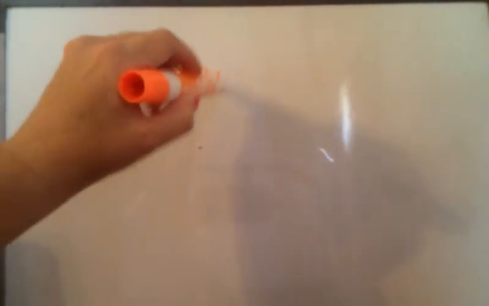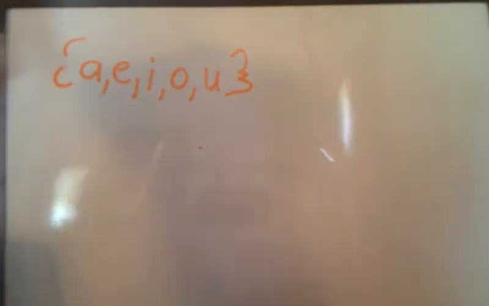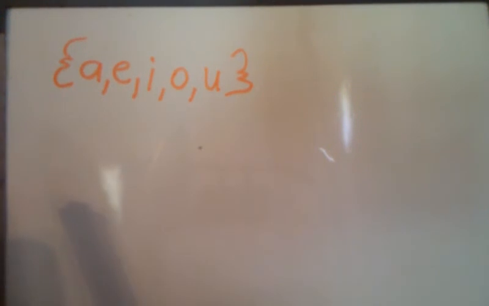So let's do this. Example 1. The set of vowels. A, E, I, O, and U. And you guys can argue about why. Anyway, I can say the set of vowels, which describes what's in my set, or I can list them. Those are the two ways of defining a set.